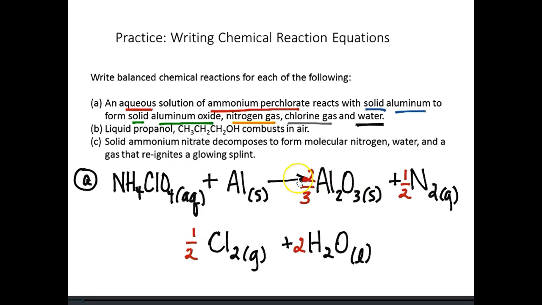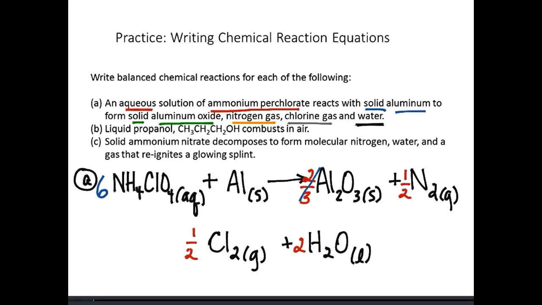Okay, so now with a 2/3 here and a 1/2 and a 1/2 and a 2, everything except aluminum is now balanced, because nitrogen, there's 1 here and there's 1 here. Hydrogen, there's 4, and on the right there's 4. Chlorine, there's 1, and 1/2 Cl2 gives me 1. Oxygen, there's 4 on the left, and there's 2 from water and 2 from aluminum oxide, so that gives me 4. So the only thing left to balance is aluminum, and here I have 2 times 2 is 4 divided by 3. Now I can just write 4/3 here, and that will balance the aluminum.